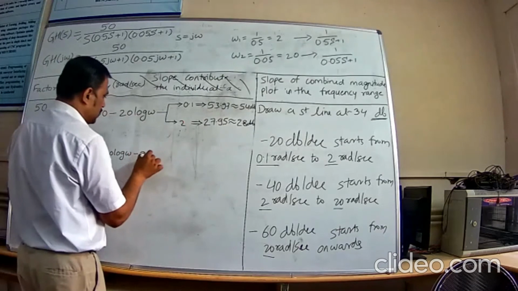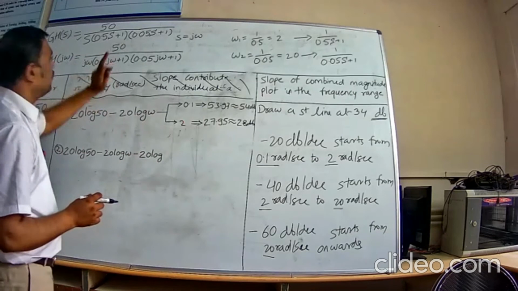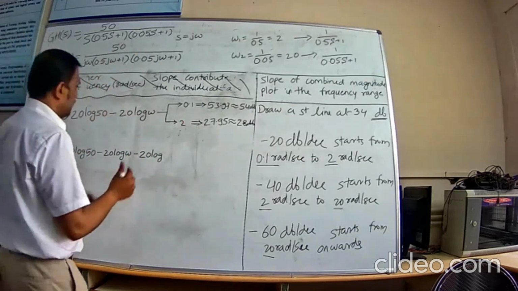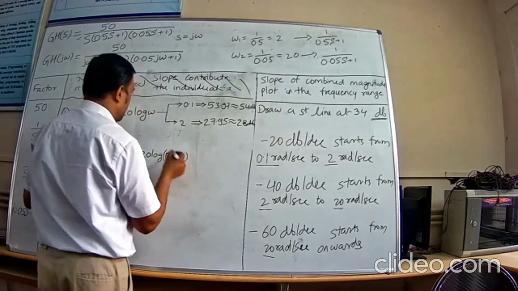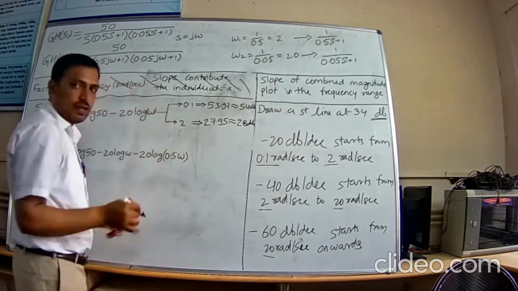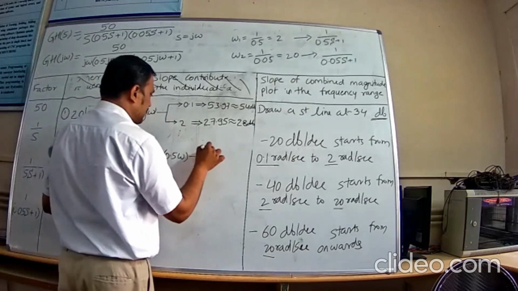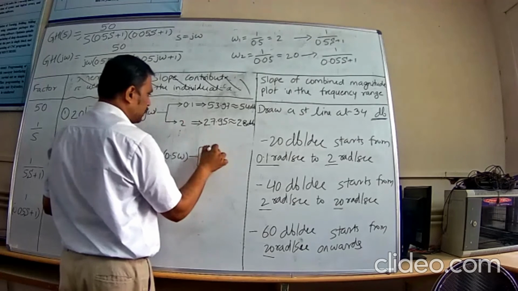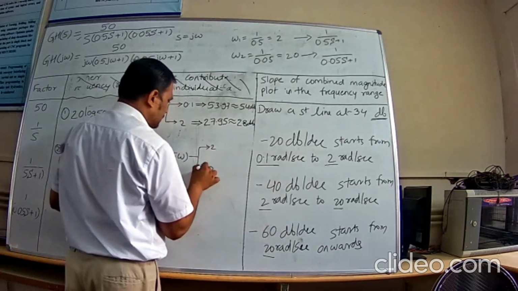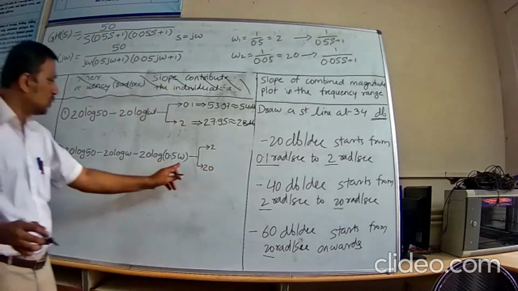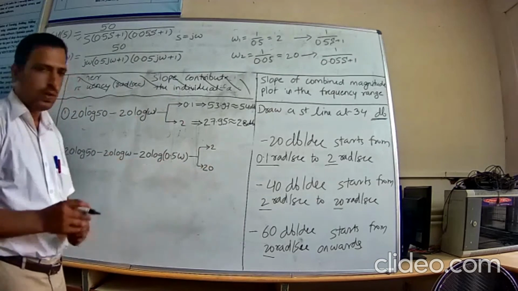Next, 20 log of 0.5 into omega, we have written. Bracket 0.5 into omega. Here only omega is used, and here we use 0.5 into omega. The range here is 2 to 20. We substitute the first value, omega as 2, in this equation, and the next value, omega equal to 20.